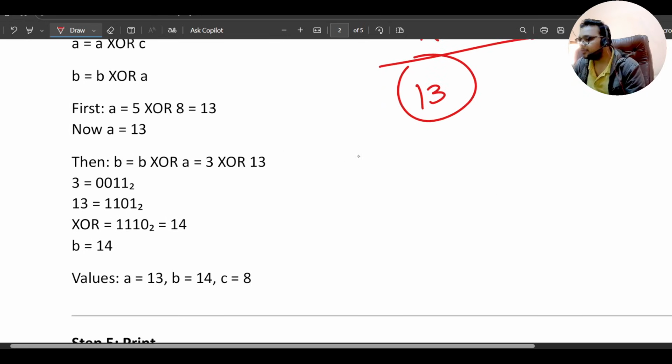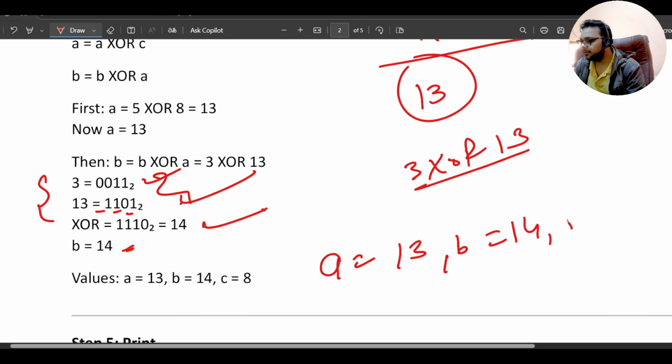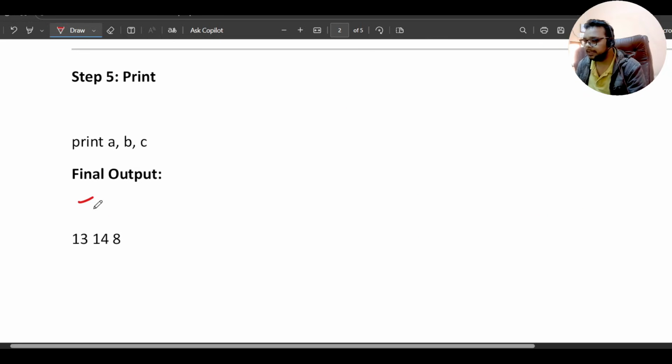And then B equals B XOR A. So 3 XOR 13. The value of 3 is 0011 and 13 is 1101. When we perform the XOR, the answer is 14. So B will be 14. The value of A will be 13, the value of B will be 14 and the value of C will be 8. This will be our final answer: 13, 14 and 8.